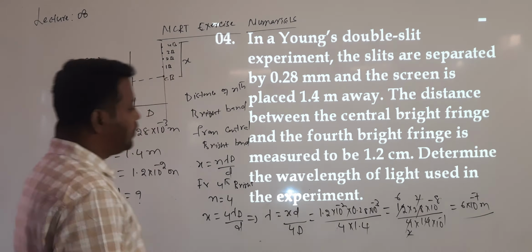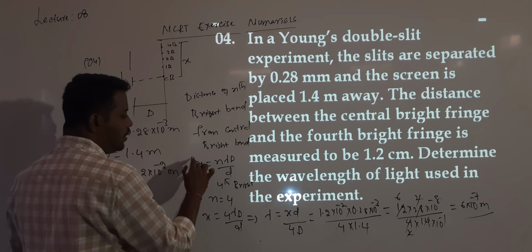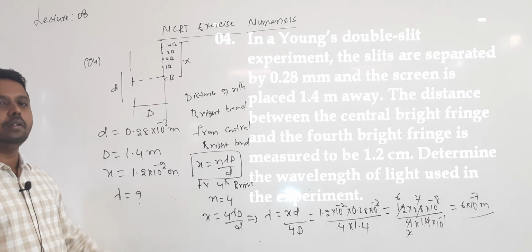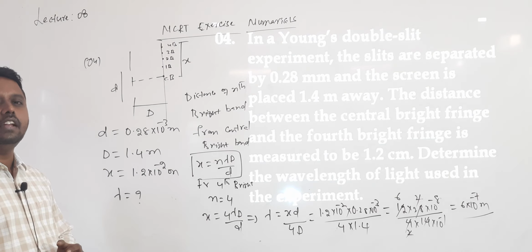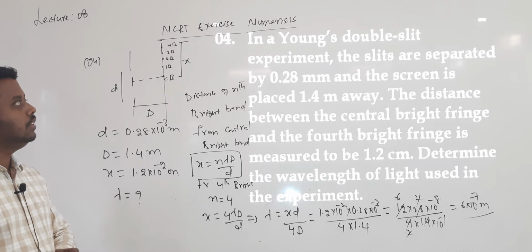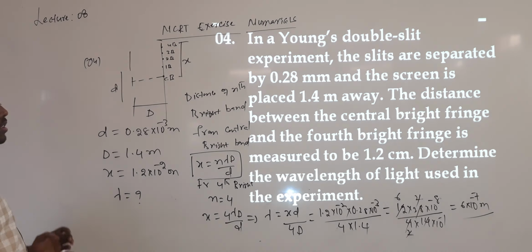Question understood? So this is the formula for the nth bright band. If I want the dark band, I will get the formula (2n plus 1) into lambda by 2. Distance of the nth dark band is (2n plus 1) into lambda by 2. So understood? The question is very important.